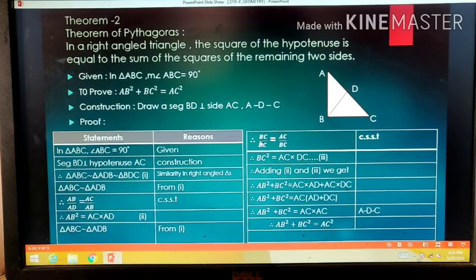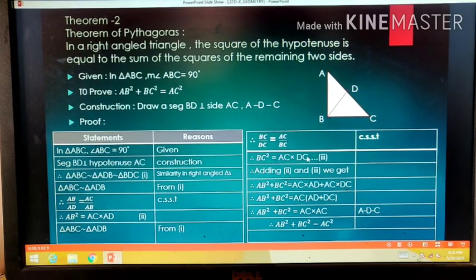Then consider the other two triangles, that is triangle ABC and triangle BDC. In these two triangles, corresponding sides are BC upon DC is equal to AC upon BC. Do cross multiplication. BC square is equal to AC into DC. Give it number 3. Then add 2 and 3.